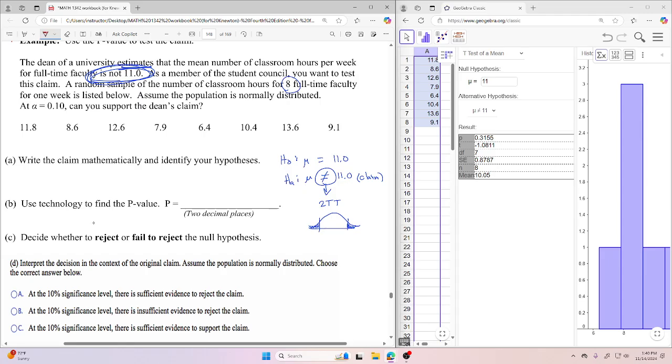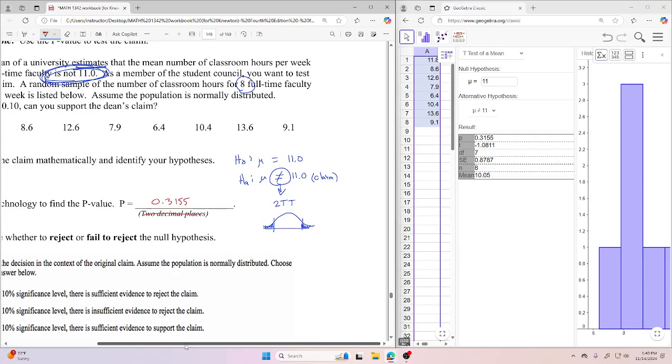P-value. There it is. You see it right there. P. Yep. 3155. Oh, 2 decimals? You know I don't like doing that. Okay, so they're going to say reject, fail to reject. That's all that stuff that we're going to talk about now, of course.